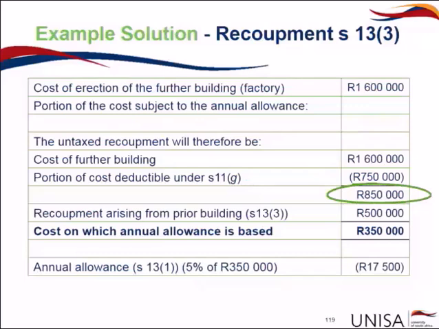Well, 850,000. The recoupment that came from the prior building, we can elect to set it off against this new building. Therefore, we will deduct the 500,000, and that would give us a cost of 350,000, and our annual allowances in terms of section 13 going forward on the new building will be 5% on the 350,000.